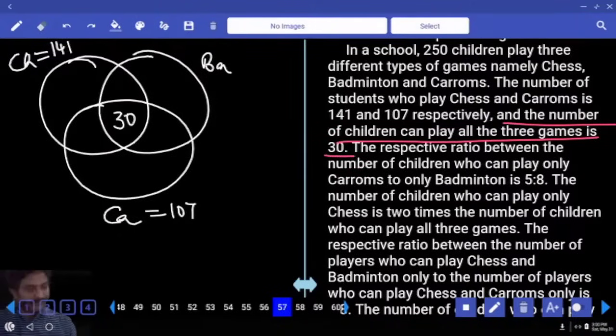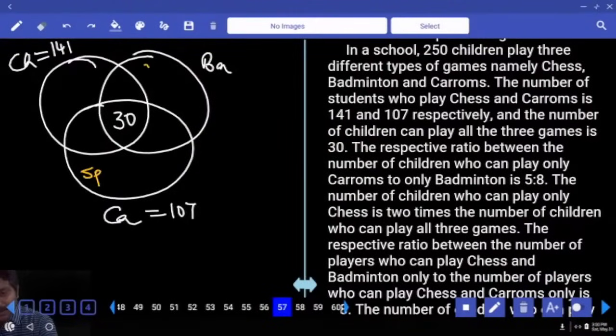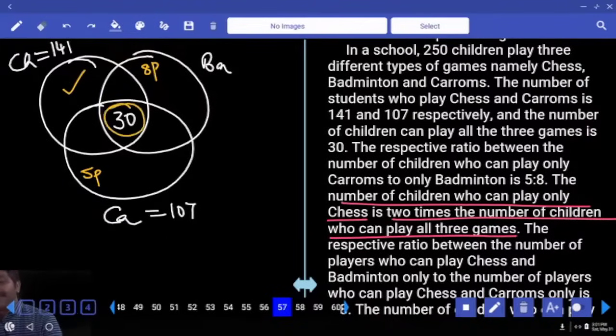This will be 30. The ratio between number of children who can play only carom to only badminton. Only carom, tick mark place. Only badminton, tick mark place. You got it? Those 2 places ratio 5:2. So I will write it as 5 parts and then 2 parts. Continue. Number of children who can play only chess, tick mark place, is 2 times the number of children who can play all 3 games. All 3 games, 30. 2 times of it. So here 60 comes.